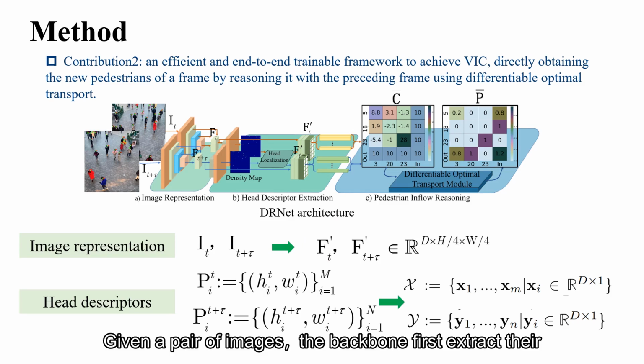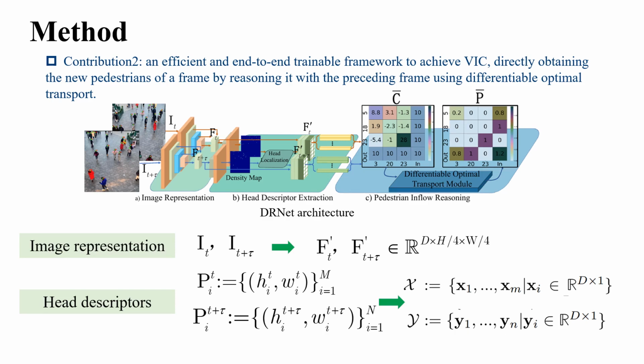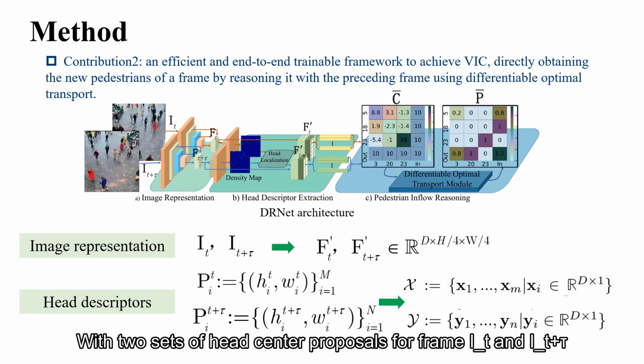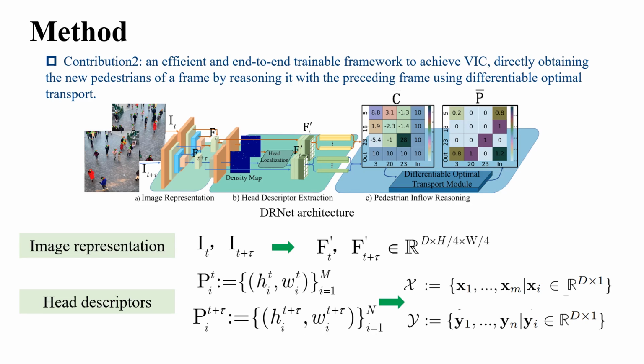Given a pair of images, the backbone first extracts their multi-scale feature representations, ft and ft plus tau, with two sets of head-center proposals for frame it and it plus tau. We extract two sets of head descriptors for subsequent pedestrian reasoning.